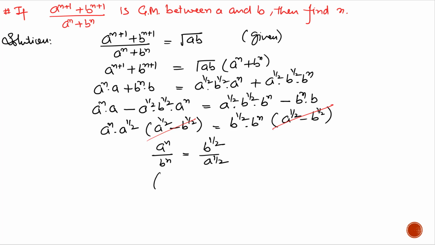B raised to the power 1 by 2 upon A raised to the power 1 by 2. Or we can rewrite it this way: (A upon B) raised to the power n equals (A upon B) raised to the power minus 1 by 2. So n equals minus 1 by 2.